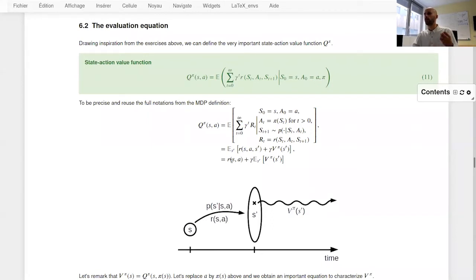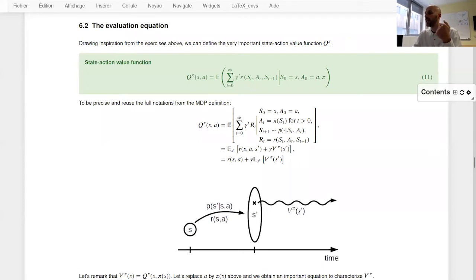So if I want to be precise and reuse the full notations from the MDP definition earlier, Q pi of S, A is the expected value of a random variable that is the sum of rewards. But now the conditioning says that S0 equals S, A0 equals A, that is the big difference, and then A_t equals pi of S_t for all subsequent time steps. And the rest doesn't change.